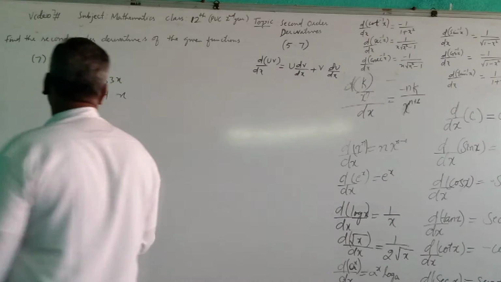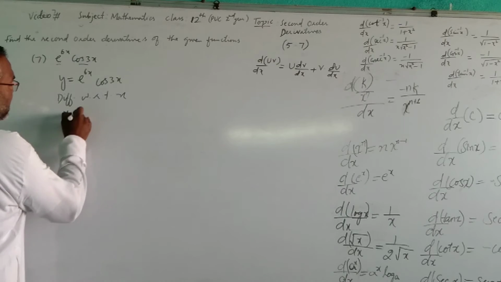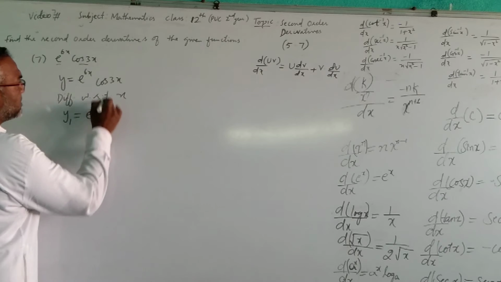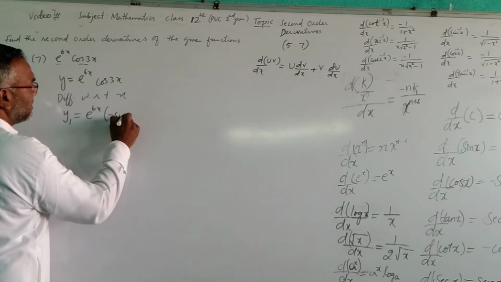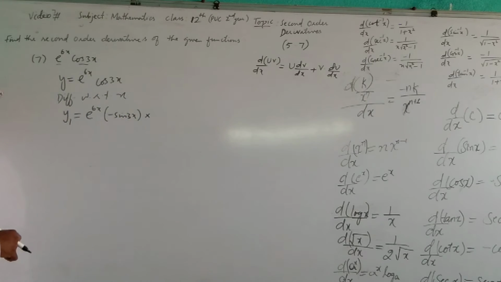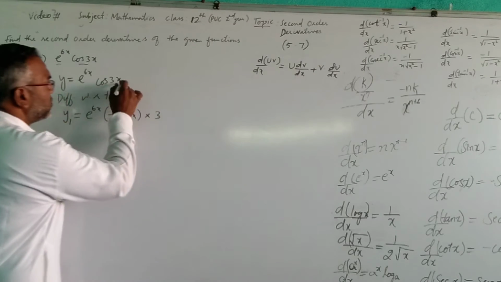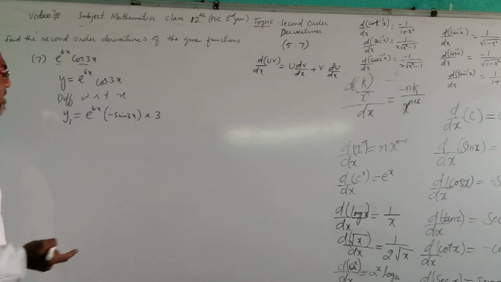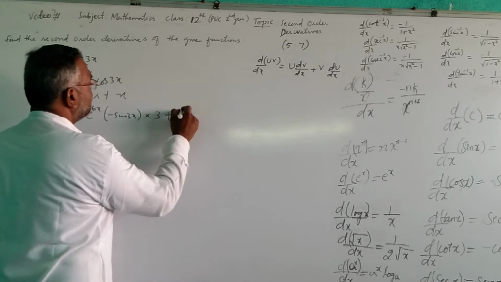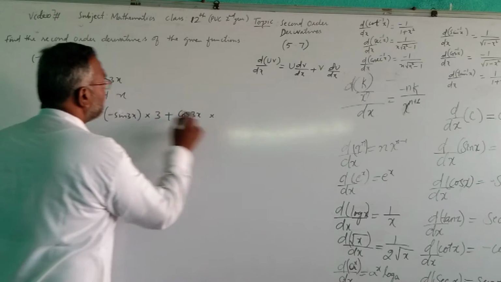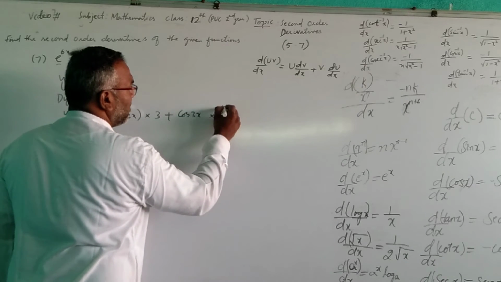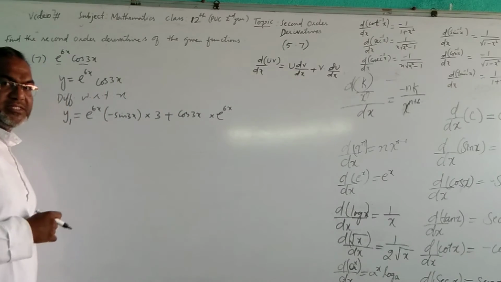If we differentiate with respect to x, it becomes y1 is equal to, by the uv rule again, first function as it is, differentiation of second, that is minus sin 3x into 3. Differentiation of 3x will be 3, right? 3 into differentiation of x, which is 1, so 3 into 1 is 3. First function as it is, then differentiation of second, plus second function cos 3x as it is into differentiation of first, e to the power of 6x.